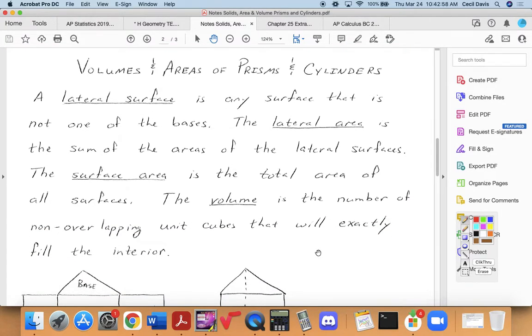Moving on to actually finding volumes and areas of prisms and cylinders. So, a lateral surface is any surface that is not one of the bases. So, Sammy, when you were talking about the pyramids, the sides of the pyramids, those are the lateral faces, is what we'll call those. And that makes sense because lateral means to the side, right? I thought lateral meant up. No. If you move laterally, that's side to side.